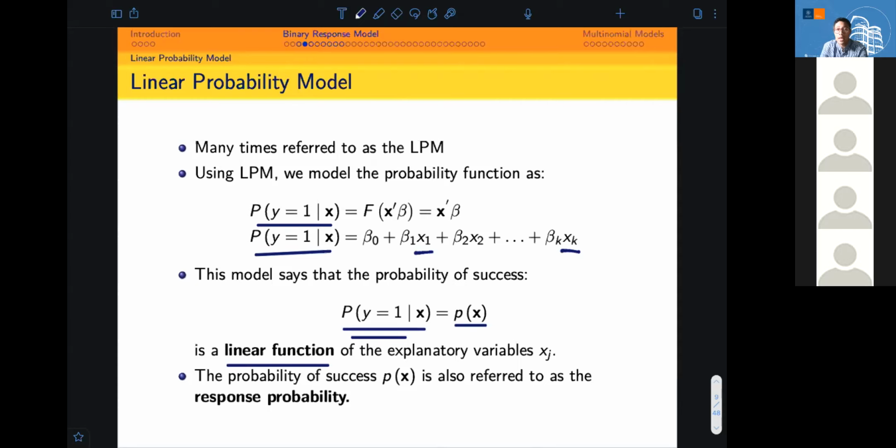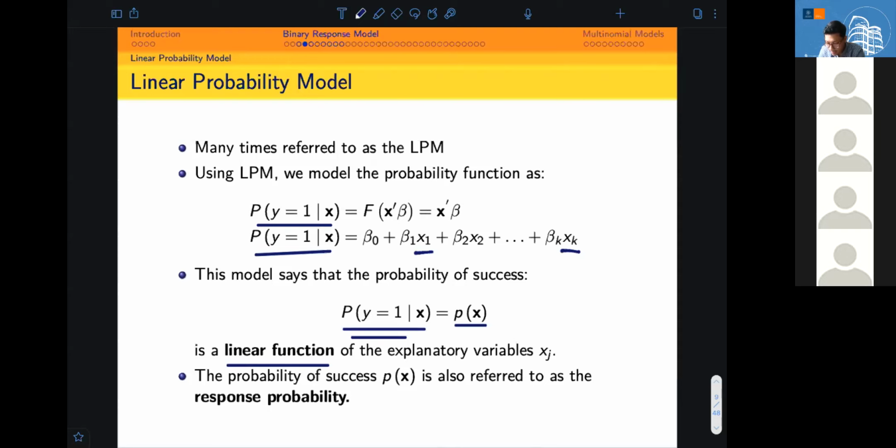However, although it's a simple model, a linear model, it's going to have some disadvantages. It's going to have some drawbacks. So that's something that we're also going to discuss in this particular lecture: the disadvantages as well as the drawbacks of using the linear probability model.